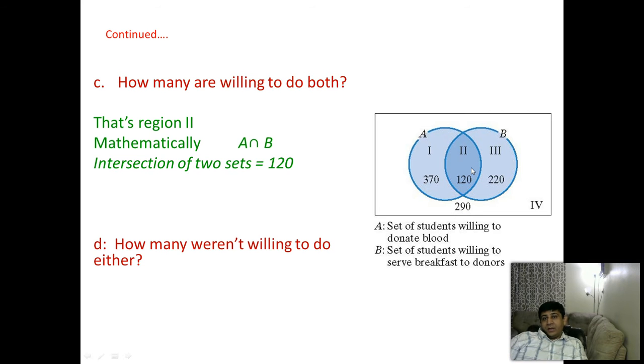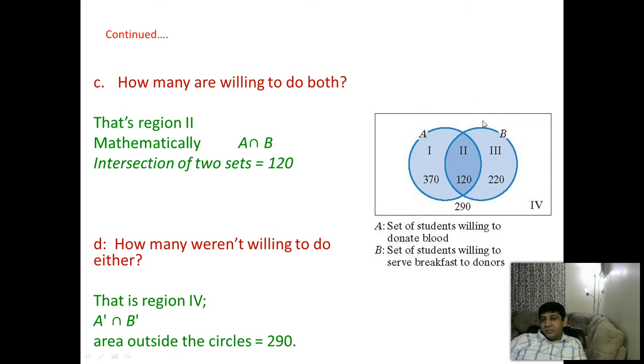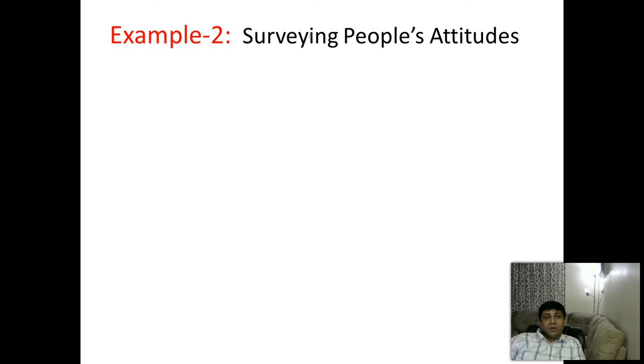The last question is, how many don't want to do anything? So what will that be? Students of interest are represented in these circles, in region 1, region 2, and region 3. All those who do not want to do anything are given by this region 4 here, outside these circles. So what is that number? That number is 290. So there are 290 students who don't want to do anything. Let's move on.